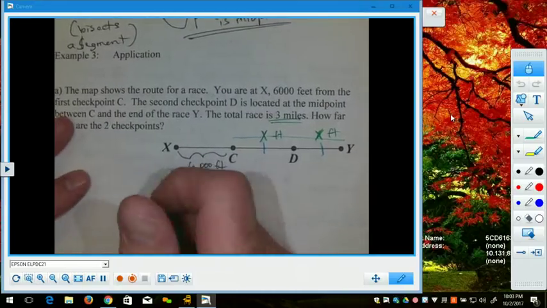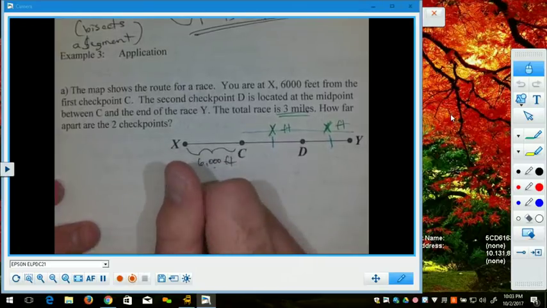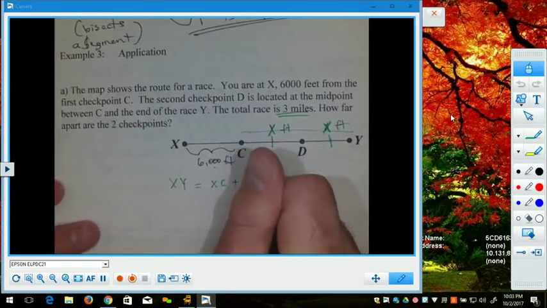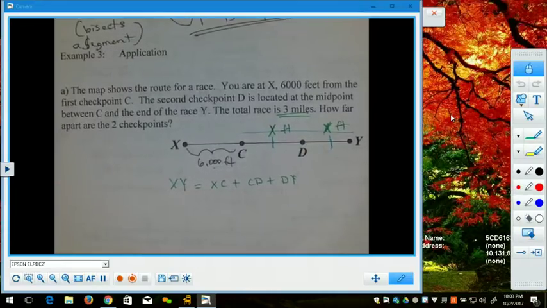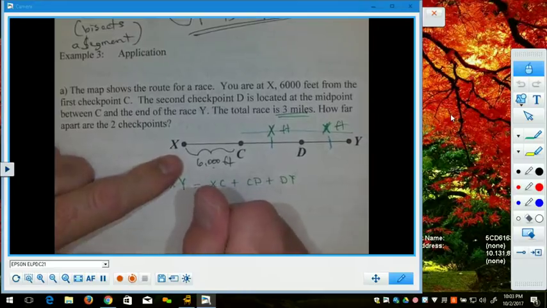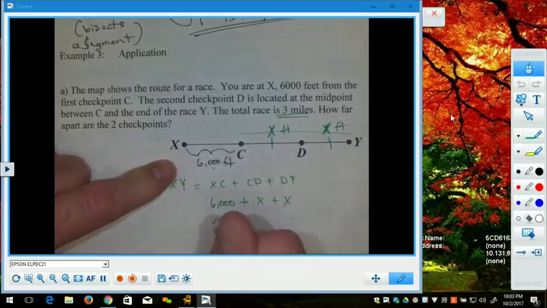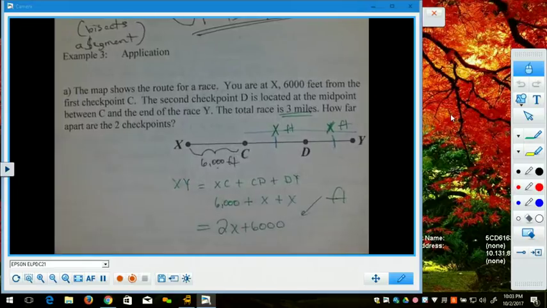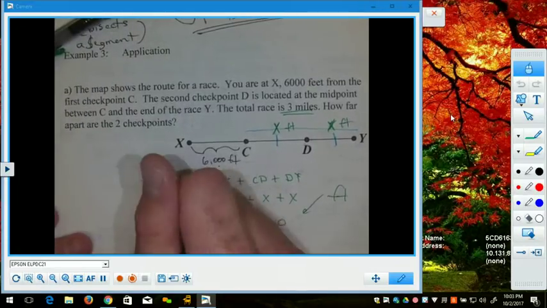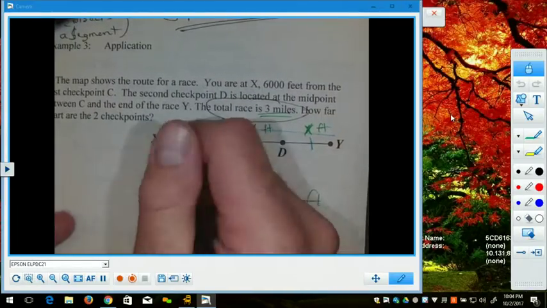So right now, using the segment addition postulate, and thankfully it doesn't say to write this as a proof, XY, the whole thing, is XC plus CD plus DY. Those three segments added together. So XC is 6,000 feet plus X plus X. So on the right-hand side, I have 2X plus 6,000, and this is all in feet on the right side of my equation. On the left side, the distance for XY that they gave me, the total race, 3 miles.